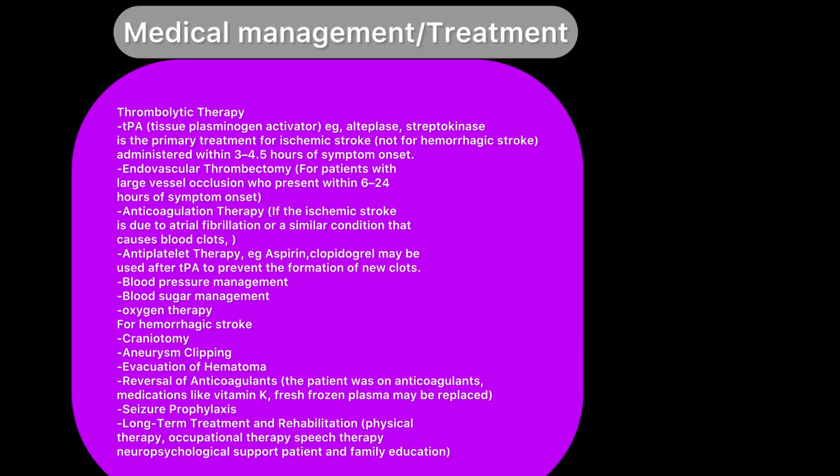And surgical procedures in case of hemorrhagic stroke are craniotomy, aneurysm clipping, evacuation of hematoma. Reversal of anticoagulants with antagonists like vitamin K, and fresh frozen plasma are also replaced. And we start seizure prophylaxis in case of seizure to improve patient's condition in the post-stroke phase or to provide quality of life to the patient. We provide long-term treatment and rehabilitation therapies like physical, occupational, speech therapies.